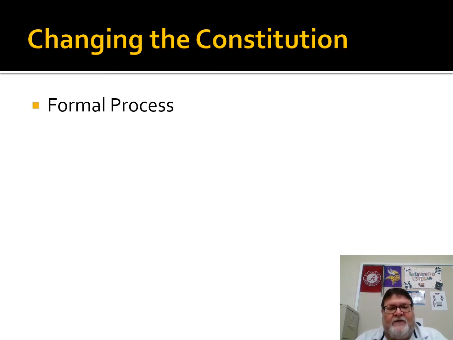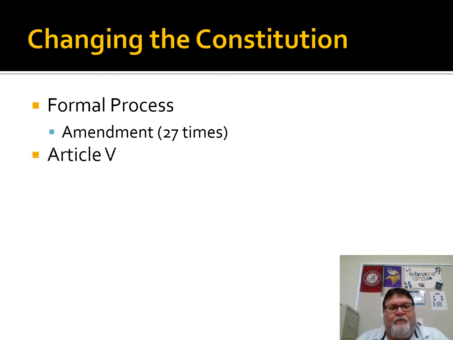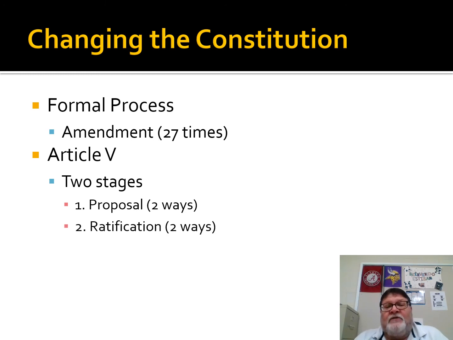There's two processes. There's a formal, and then we'll call it an informal process. So the formal process is the process we call amending, and it's been done 27 times. It is all set up in Article 5. Article 5 is the amendment article, and it has 2 stages, and you have to know both stages, and you have to know each option in each stage. So there's the proposal stage, which again, there's 2 options, and then there's the ratification stage, which there's also 2 options. So the depth you have to know is into these 2 options, so we're going to go right into them.